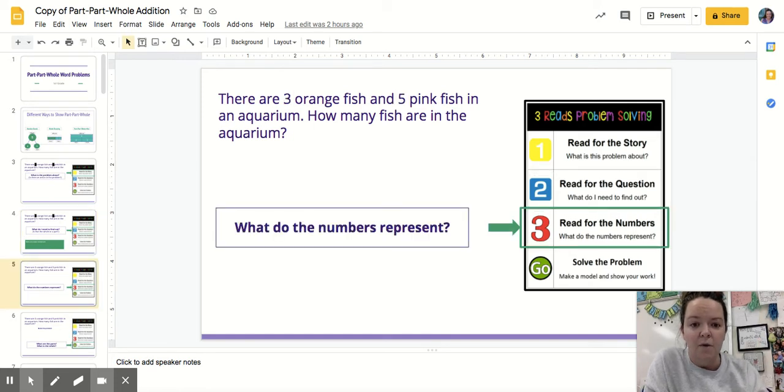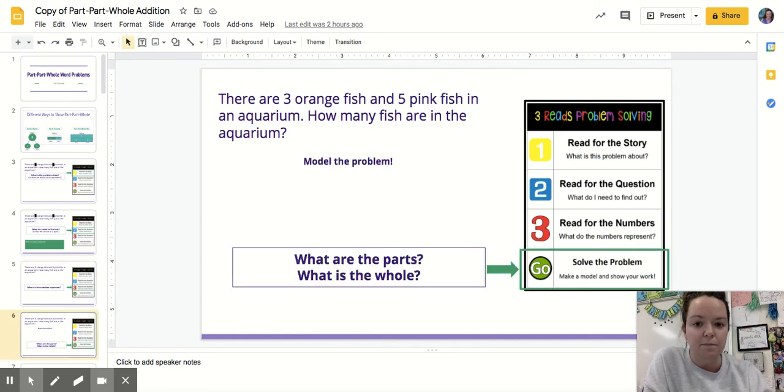All right. I'm going to read through a third time. Now, this time I'm looking for those numbers and what those numbers mean. Okay. There are 3 orange fish and 5 pink fish in an aquarium. How many fish are in this aquarium? All right, so the 3 tells me how many orange we have, and 5 tells me how many pink fish we have. So now that I've read through it 3 times, I think I know what I need to do here. Let's solve our word problem.